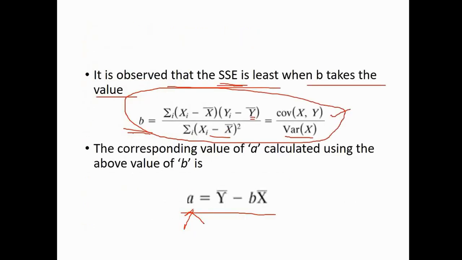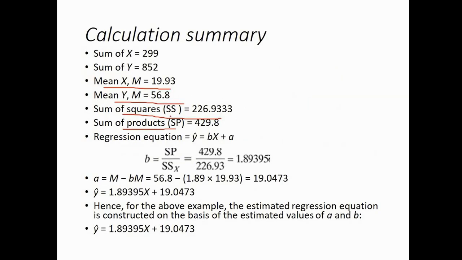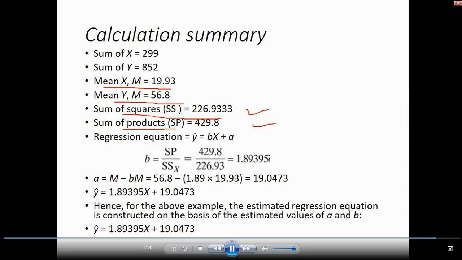That means we are substituting the mean values of x and the mean values of y for all the x and y values, and we are calculating the numerator, that is the sum of the products, SP, and the denominator, that is the sum of the squares, SS. So both the sum of the squares and the sum of the products are computed, and we are getting the values like this. We substitute these values in the computation of b, that is b is equal to SP by SS. After the substitution, we are getting 1.89 approximately.